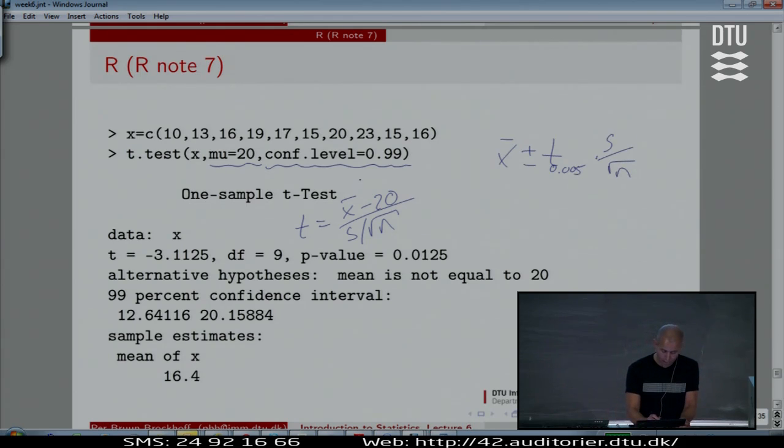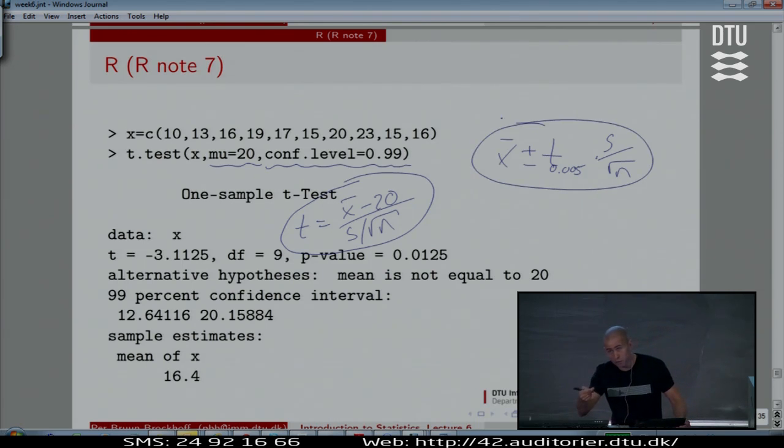Here is the hypothesis test. Here is the confidence interval that you were taught last time and which I repeated to you an hour and a half ago. Look at the building stones of the hypothesis test and of the confidence interval. It's the x bar and the s. It's the n.